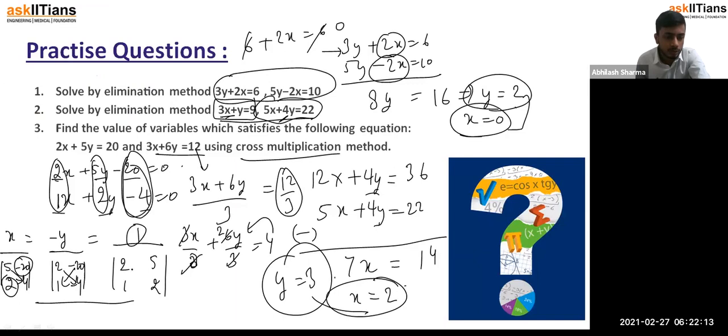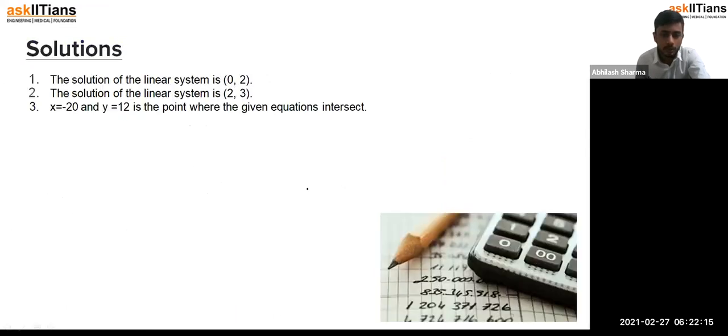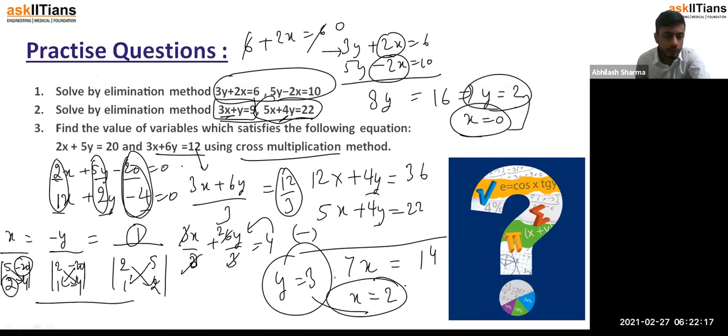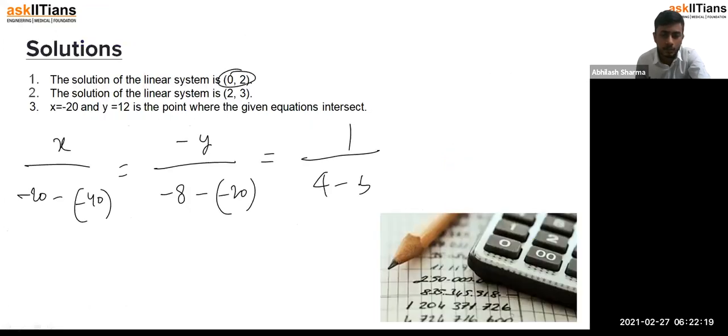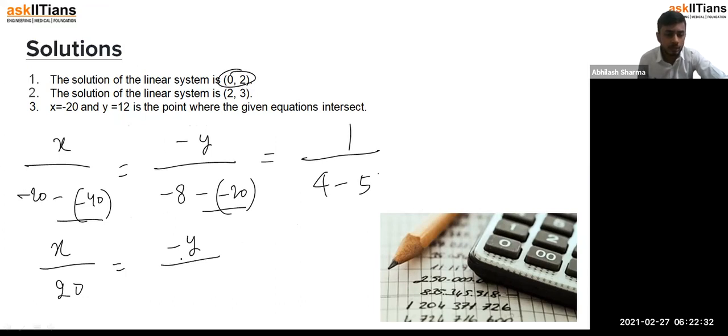Now what about this? 2 twos are 4, minus 5 into 1 will give us 5 only. So we are getting x upon 20, because minus minus will become plus, so 40 minus 20 is 20, equal to minus y upon, this will become plus 20, 20 minus 8 is 12, equal to 1 upon minus 1, so it is minus 1 only.